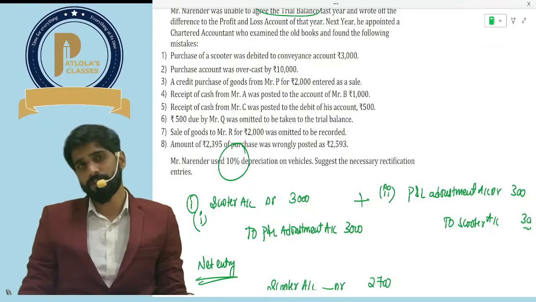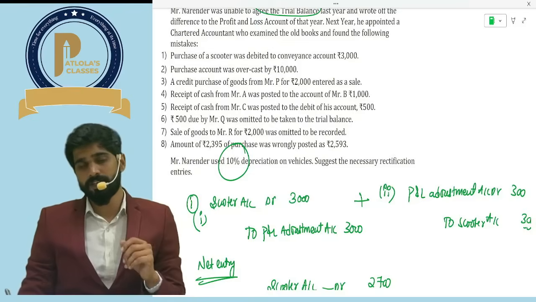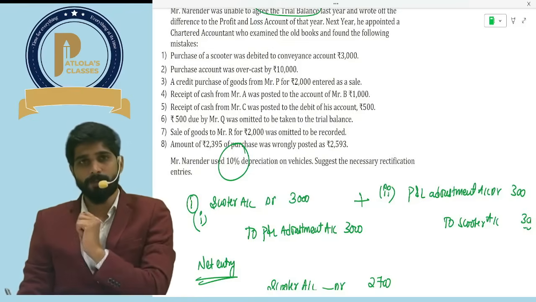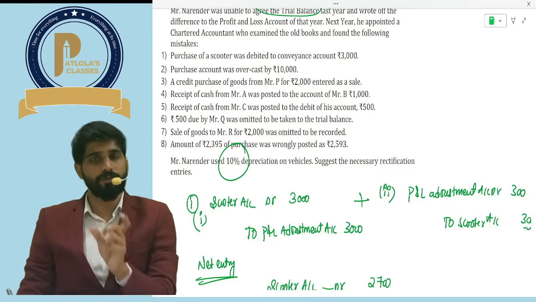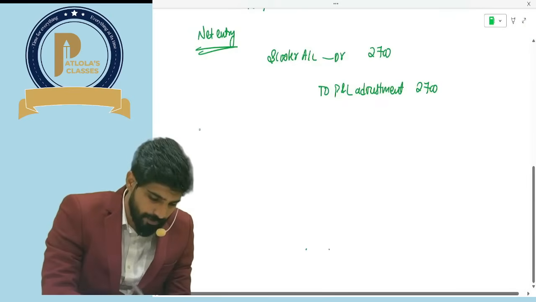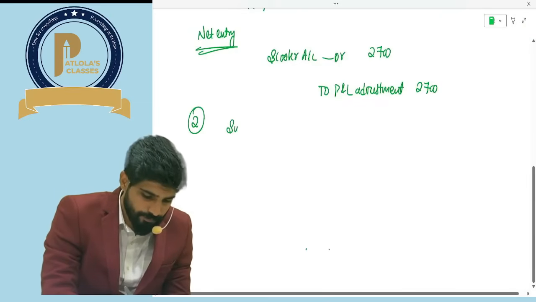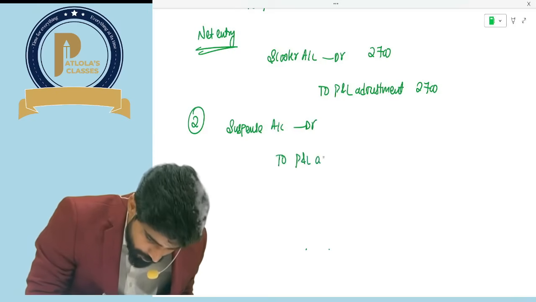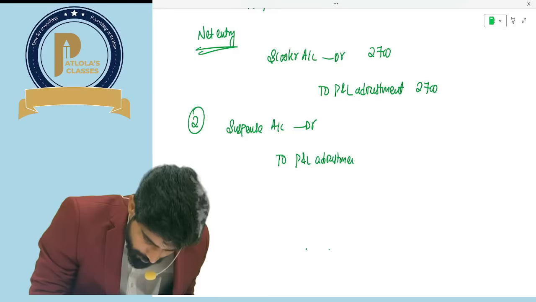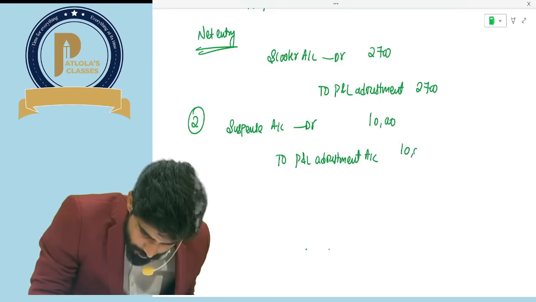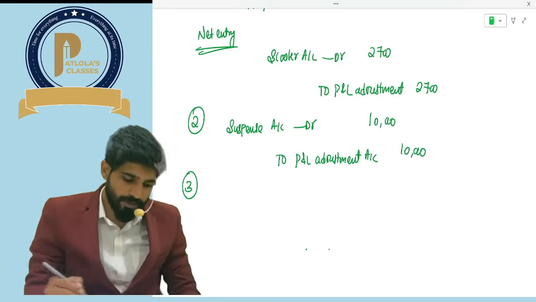Now that we are rectifying the error, suspense should be cancelled by debiting, and purchases has to be reduced. So purchases has to be credited. But are we going to use the word purchases? No, we are going to use P&L adjustment. So the rectification entry for the second one will be suspense account debit to P&L adjustment account. How much will it be? 10,000.